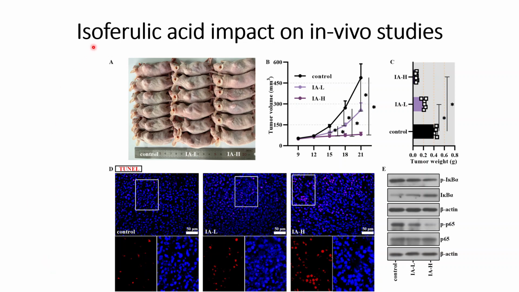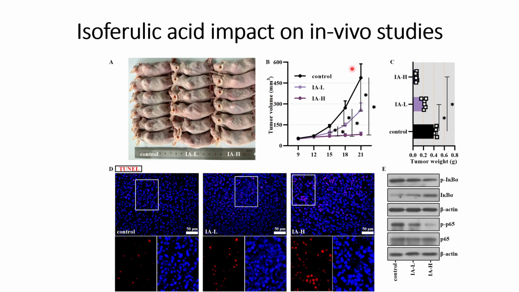In this video, we will discuss the impact of isoferulic acid in the in vivo studies on mice infected with pancreatic cancer. First, they checked the tumor weight and tumor volume, and what they found is that with an increase in the dosing of isoferulic acid, they see a decrease in the tumor weight.